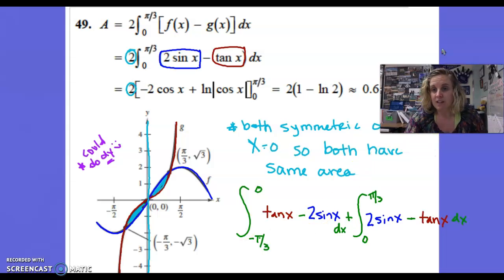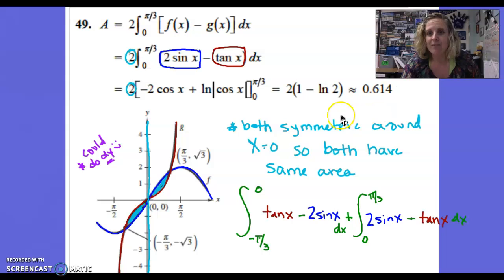Okay, I'm going to move myself again so you can see everything. Both symmetric around the origin. So we can assume then, because of their symmetry, that they have the same area on the left as they do on the right, which is why they said that there was 2 of the integrals from 0 to pi thirds. Now, if you're just not quite sure of this, there's a simple solution.